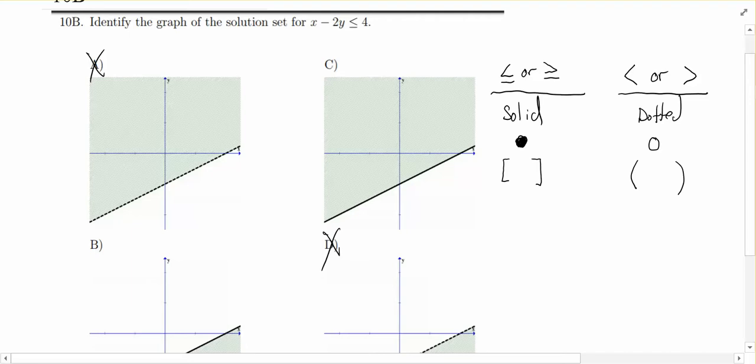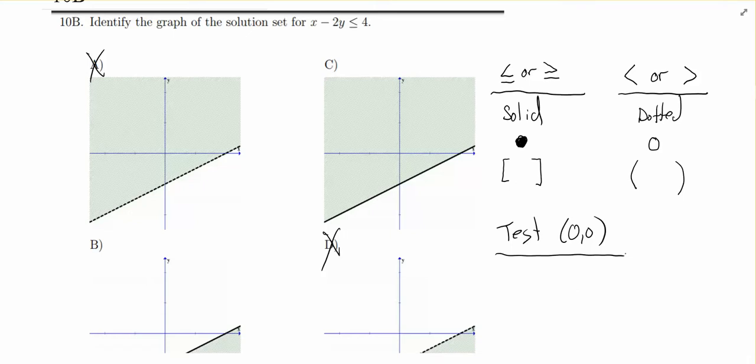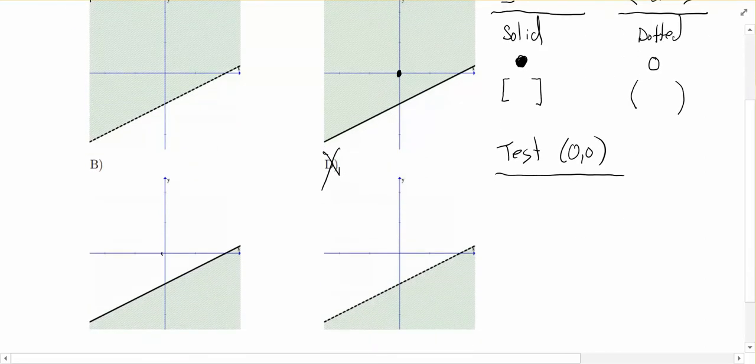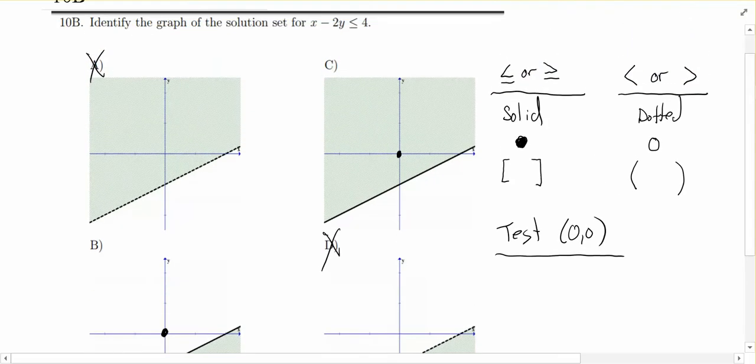Everybody's favorite point, the easiest point to test, is the ordered pair 0, 0. Remember, we can always test 0, 0 unless 0, 0 is on the line, because if 0, 0 is on the line, that doesn't tell us one side or the other, and that's what we're looking for. In C, the origin is shaded. In B, the origin is not shaded, so it's up to us to determine which should be.